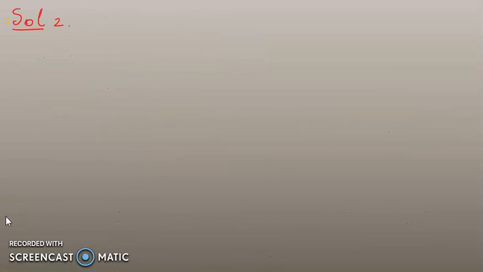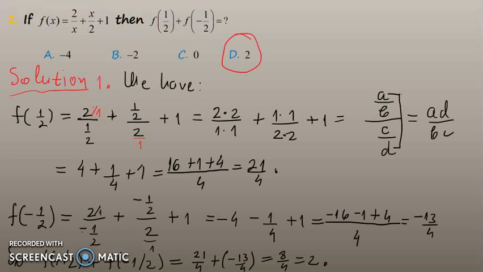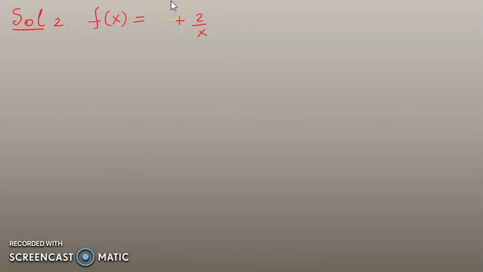Solution 2. The function was defined as f of x equals x over 2 plus 2 over x, I think that way, just to check, sorry. 2 over x is the first, okay, that is the same in general. 2 over x plus x over 2, plus 1. And we want to calculate f of 1 over 2 plus f of negative 1 over 2.